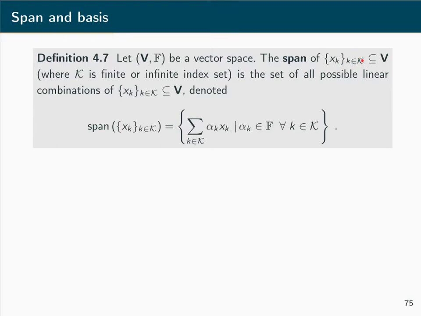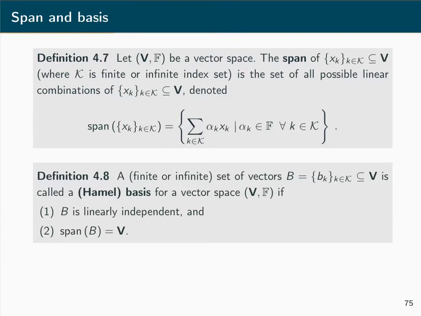So let V be a vector space over some field F, and we consider a finite or infinite set of vectors in this vector space. The span of these vectors is defined as the set of all possible linear combinations of these vectors, and it's denoted span of this set of vectors. What it represents is the set of all linear combinations of the vectors x_k. So every vector that we can reach by multiplying each of the vectors with a scalar alpha_k and then summing up over all of these vectors, such that these alpha_k's are scalars.